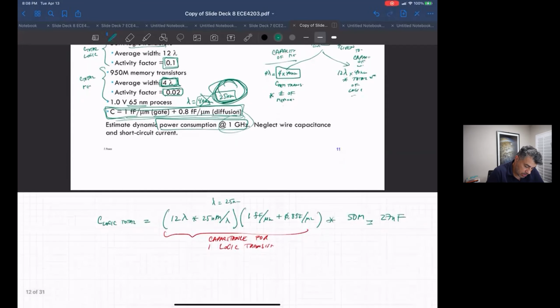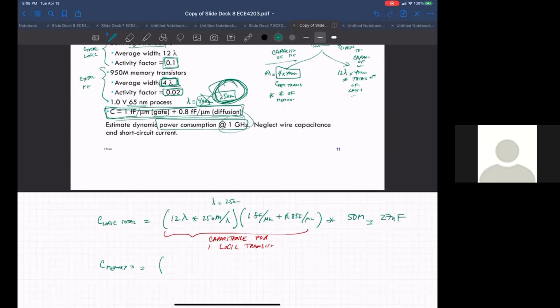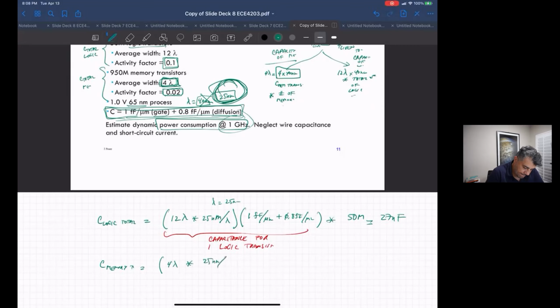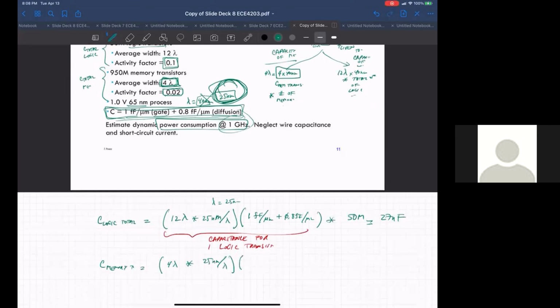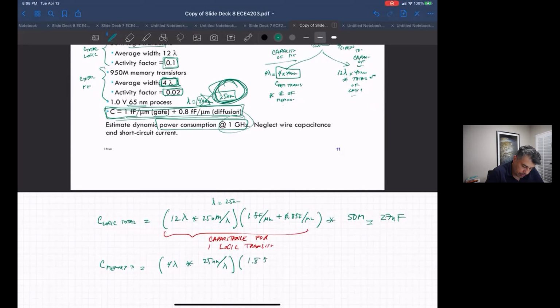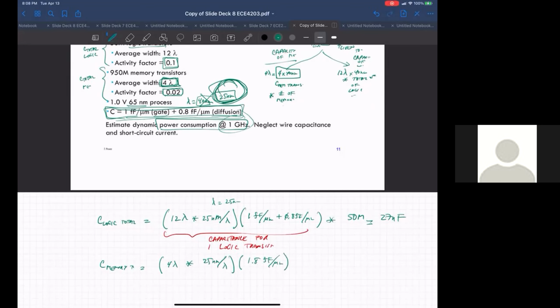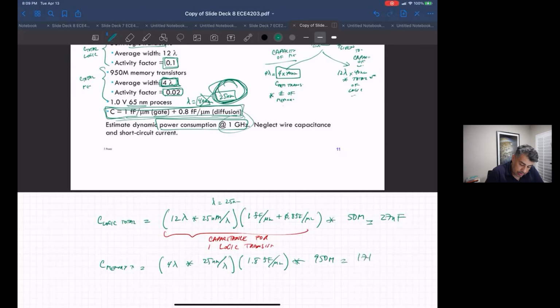Okay, so how about the memory? Hyzer, you want to take a shot at that? Yeah, sure. Would that be 4 times 25 nanometers, and then plus or times 1 femtofarad plus 0.8 femtofarads? So I'll write it as 1.8 femtofarads per micron. And then times 950 million. And that ends up being 171 nanofarads.